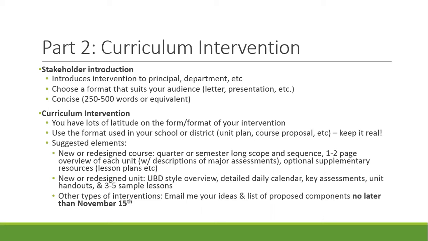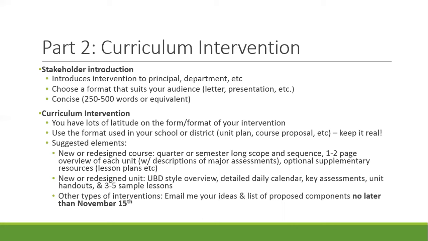Some of you have talked about saying we need to totally overhaul this curriculum. In that case, you would have something that's broader, but not necessarily as deep. I don't expect you to have lesson plans for every day of an 18-week course. That's an unrealistic expectation for where we are here.